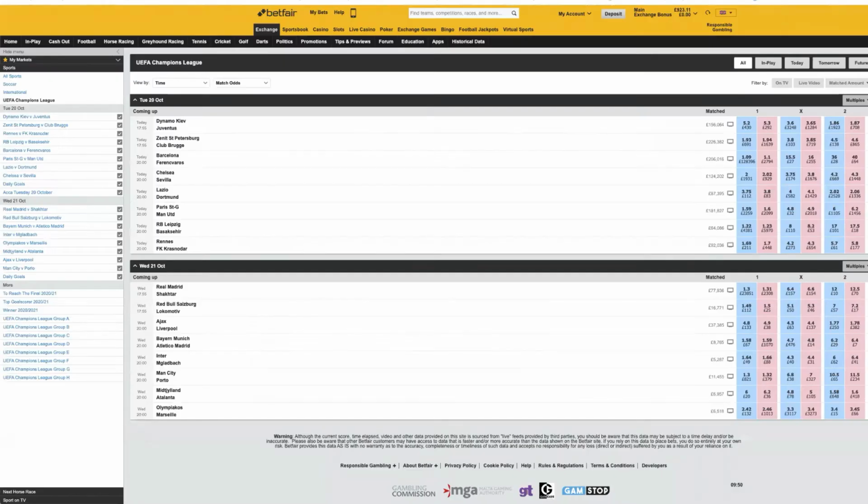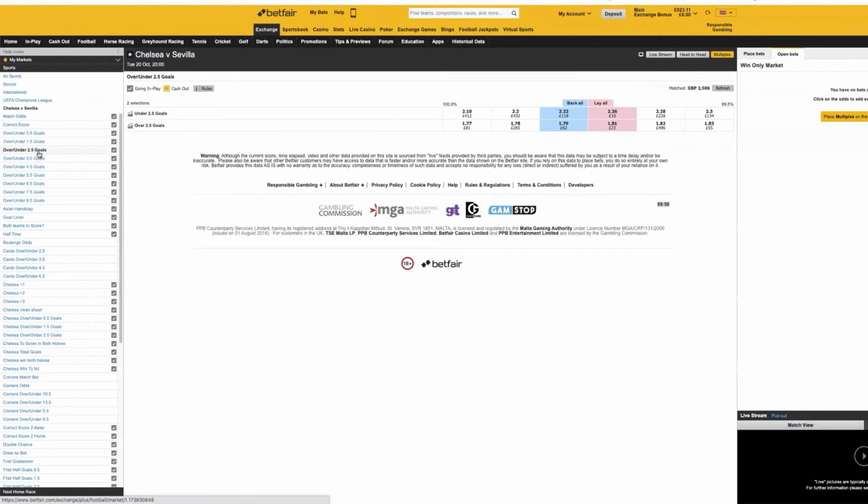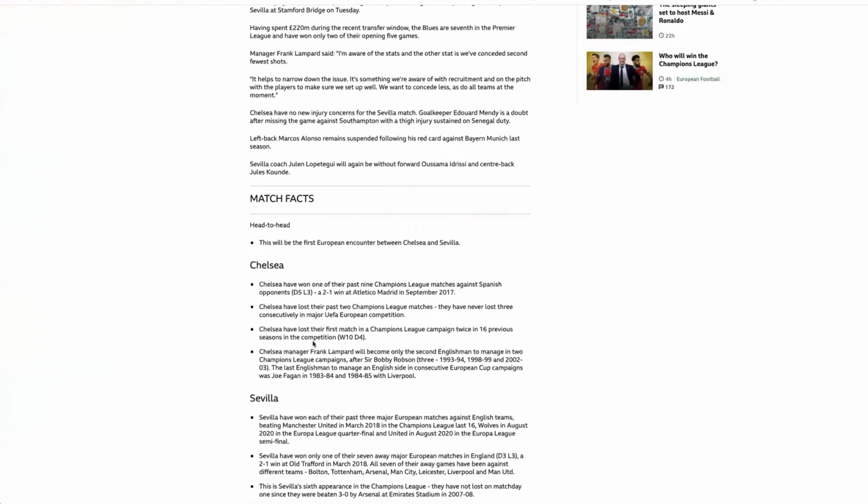We'll go and have a look. Let's go and see where we are. Let's go and look at the 2.5 here. It's 1.8. So that's higher than I expected. But as they're saying in the write-ups here, if Sevilla are well drilled in defence, it might be difficult to score, and they might be happy just to get a draw away from home and just take the point.